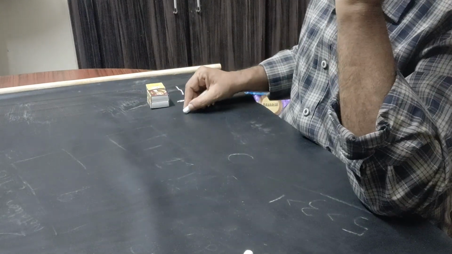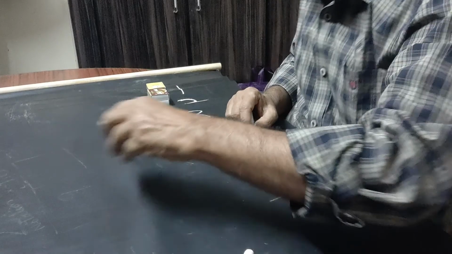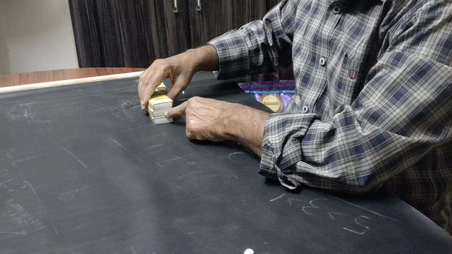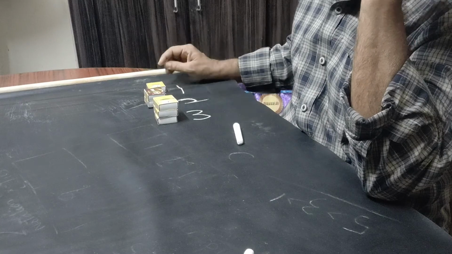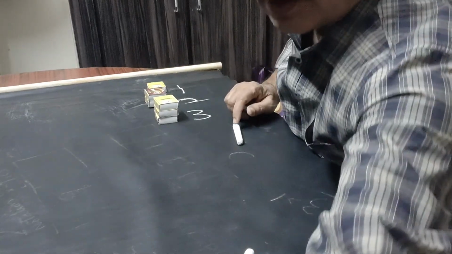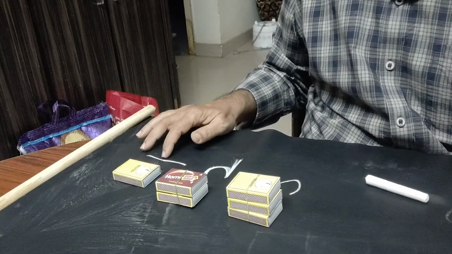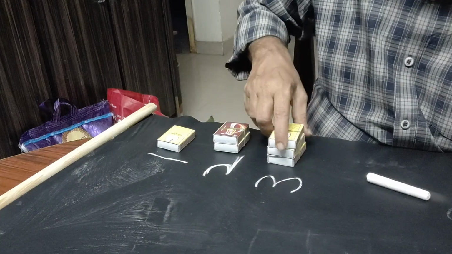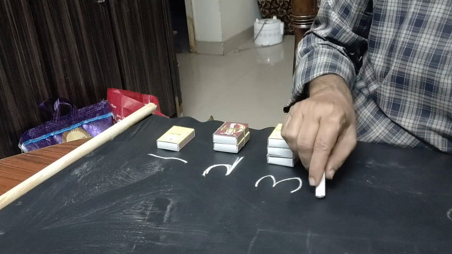Now 3, we have to put here 3 boxes in a bundle. 1, 2, 3. This is 3. This is 3 and this is 2 and this is 1. Okay, now see here 1, 2 boxes, 3 boxes.